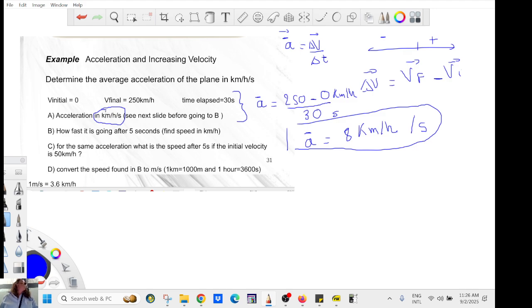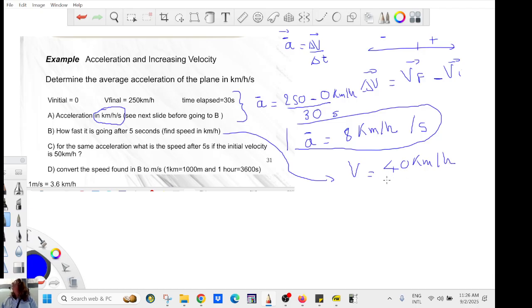It depends, because they want to focus on the concept. You understanding acceleration, not so much on the conversion. So how fast is it going after 5 seconds? 41? Okay, so about 40, right?